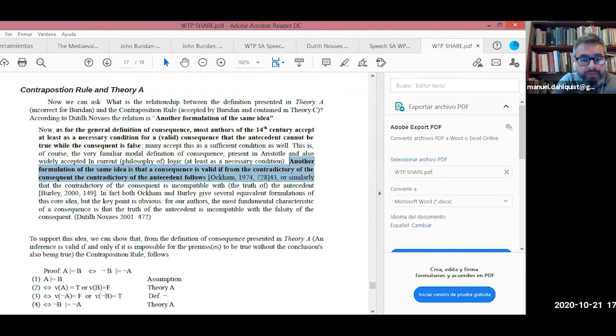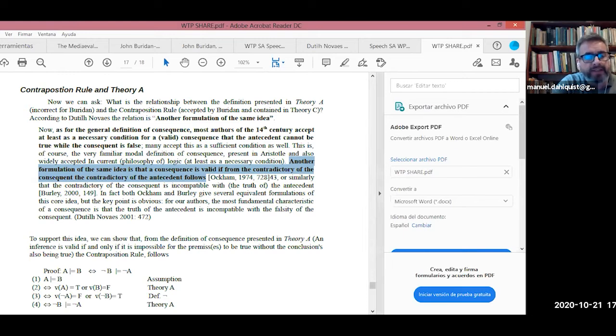Here, yes? Contraposition rule and definition of valid consequence are another formulation of the same idea. In other words, they are equivalent, yes?